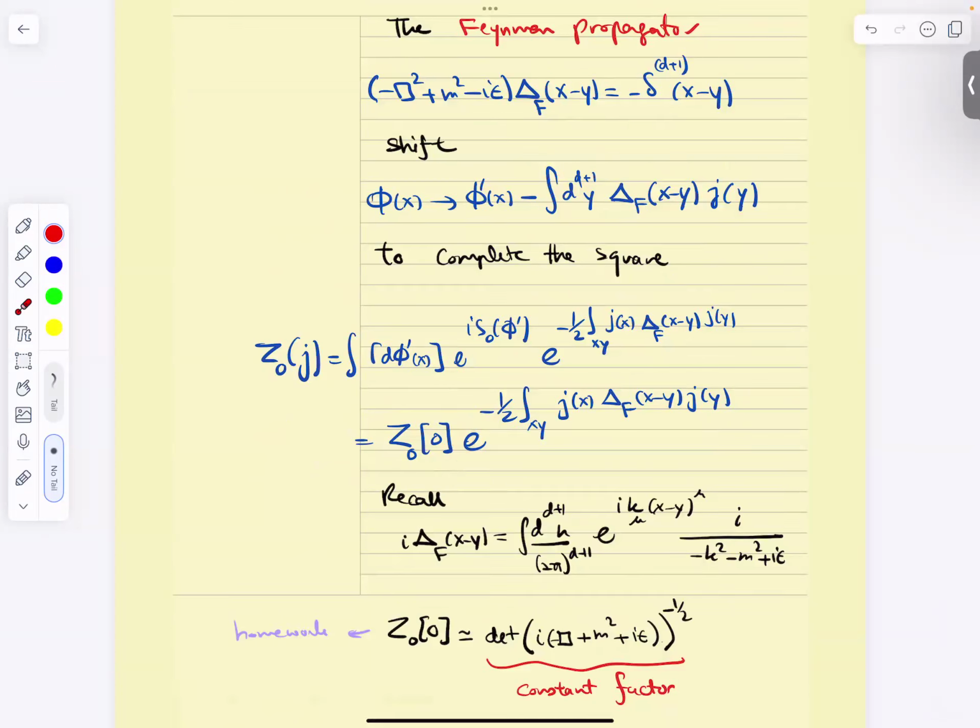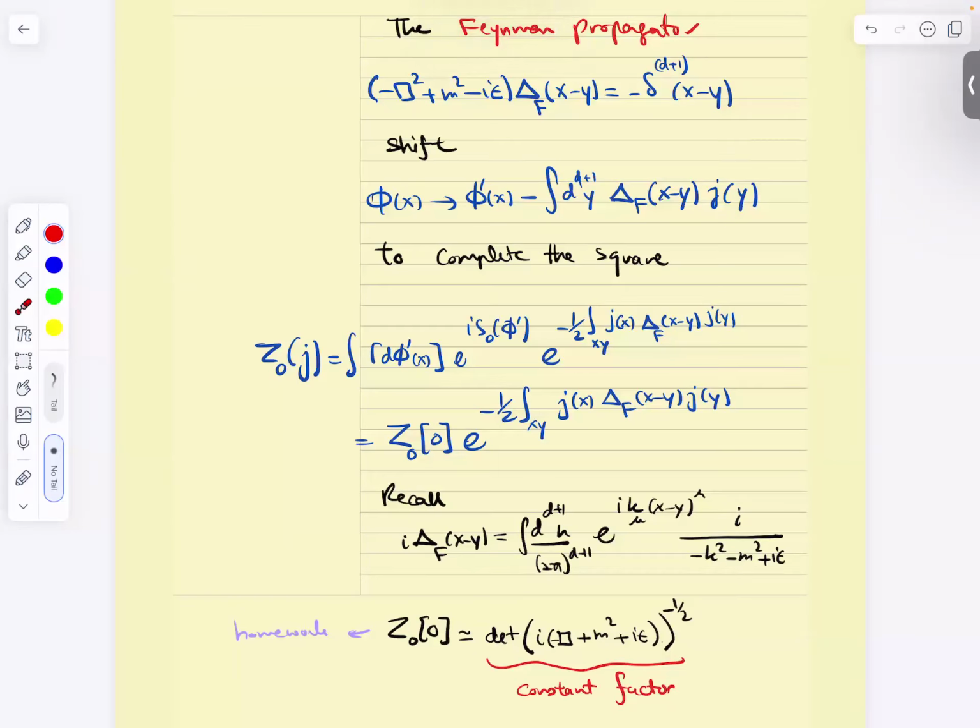What is Z0 of 0? At some deep level, it doesn't matter what it is, but it's a homework problem you could do, and you find that it is the determinant of this operator to the power minus half. It's just an infinite set of Gaussian integrals. That's all it is. Let me pause here. There's a lot that I'm presenting. Are there any questions about this?